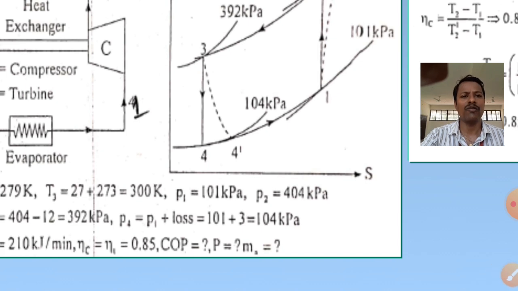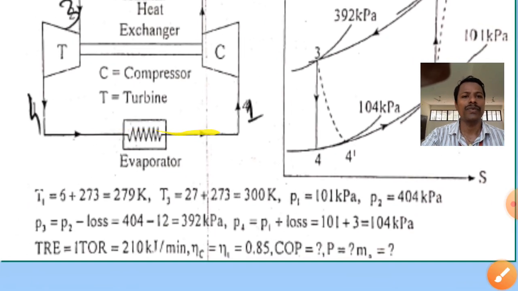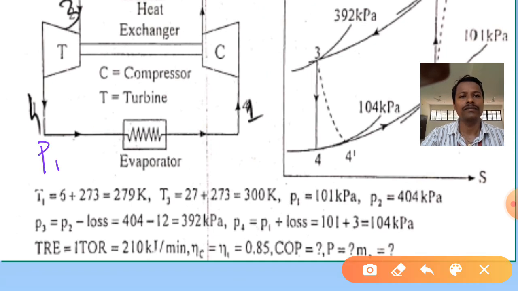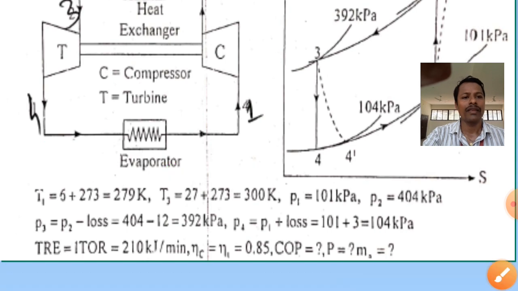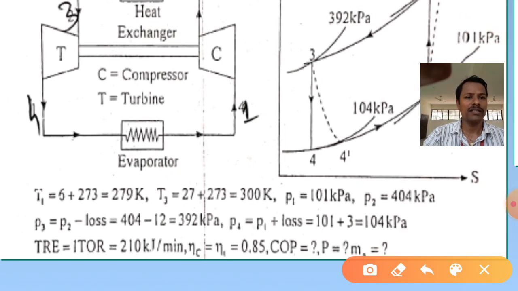P4 as a requirement. So, we have the pressure P4 here, this is higher pressure, and there is a loss in the evaporator or cold chamber. So, therefore, P4 plus loss will be equal to P1. So, P4 is equal to P1 plus loss. P4 is 101 kilopascal and the loss is 3 kilopascal in the cold chamber. So, finally, I will be able to calculate P4 as 104 kilopascal.